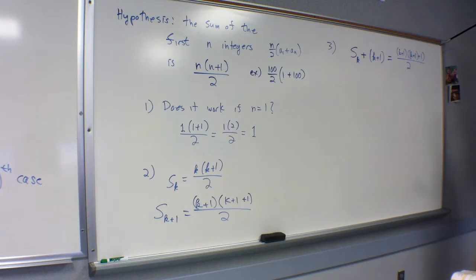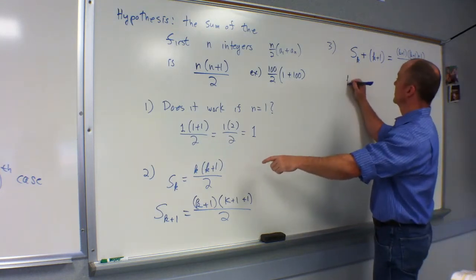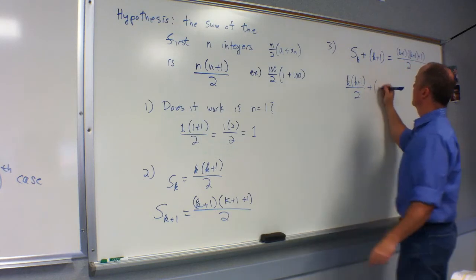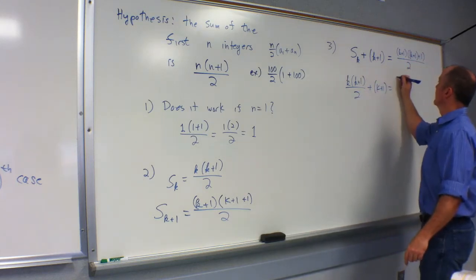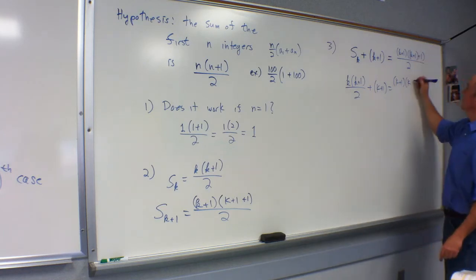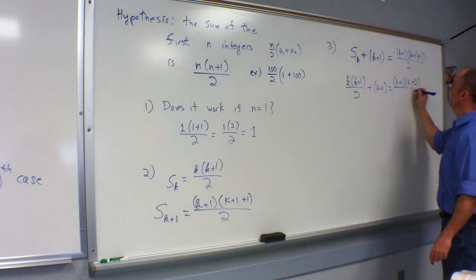Wouldn't you just keep k for k and then just add the k plus 1 at the end? So why not write it like this: k times k plus 1 over 2, and then plus k plus 1 equals. Yeah, that was going to be my very next step. Can I go ahead and make this k plus 2 now? Okay.